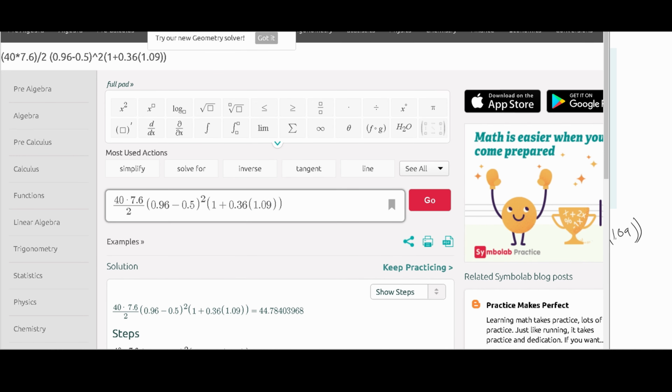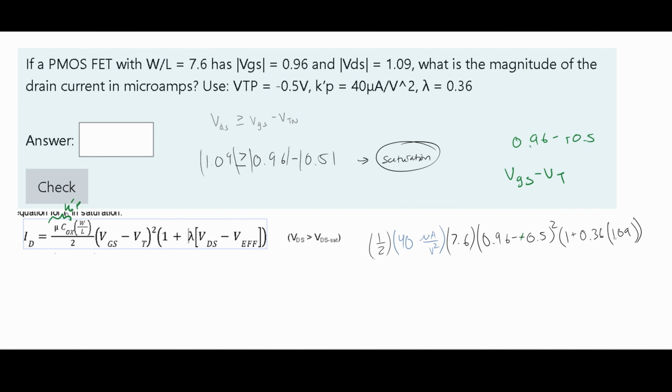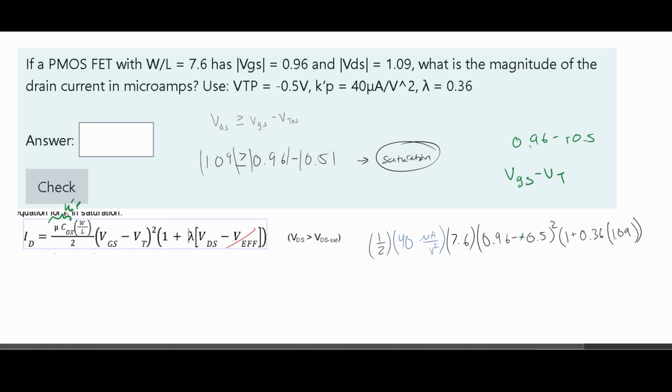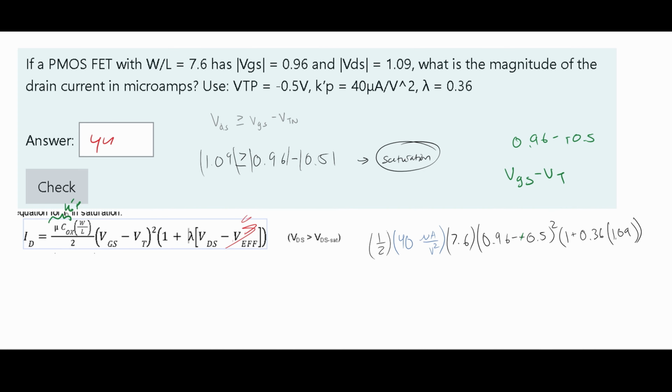So 44.8 like this. I'll have the Symbolab in the description below the like button. So we would not be using this VEFF, kind of like zeroed out. And that's how I got the answer for this problem. It's 44.8.